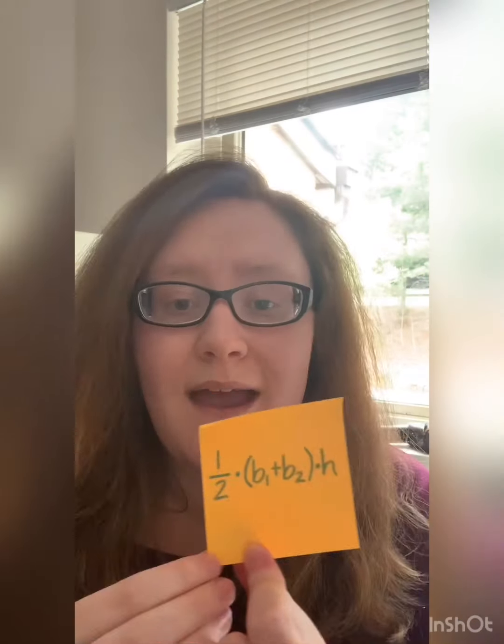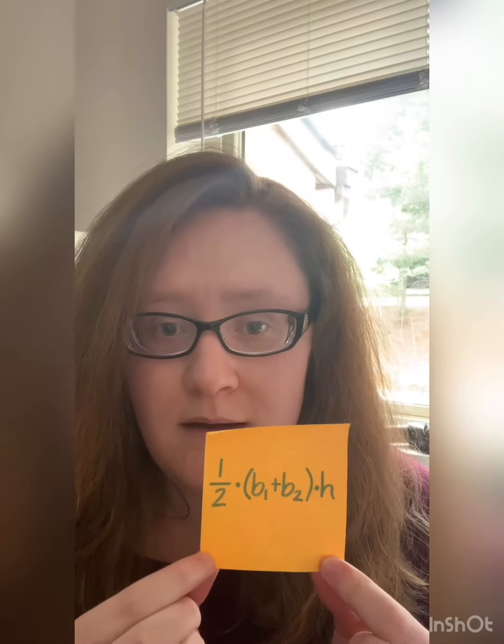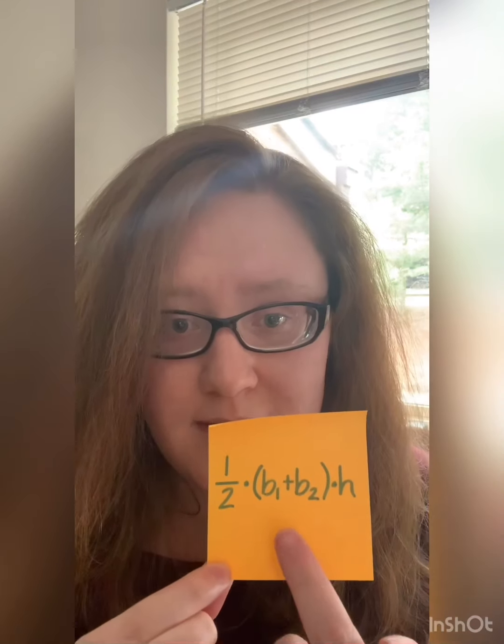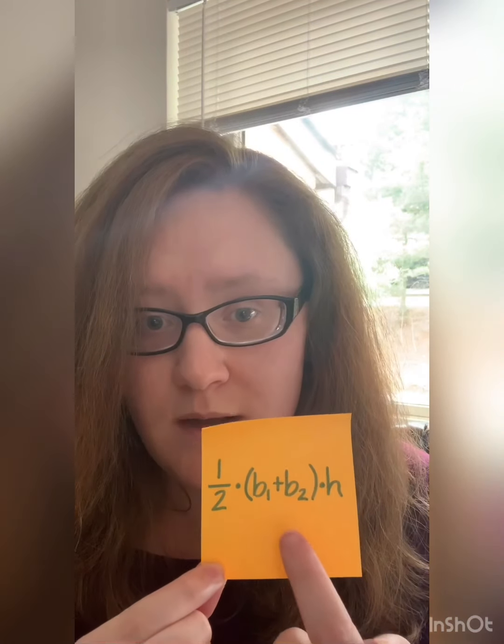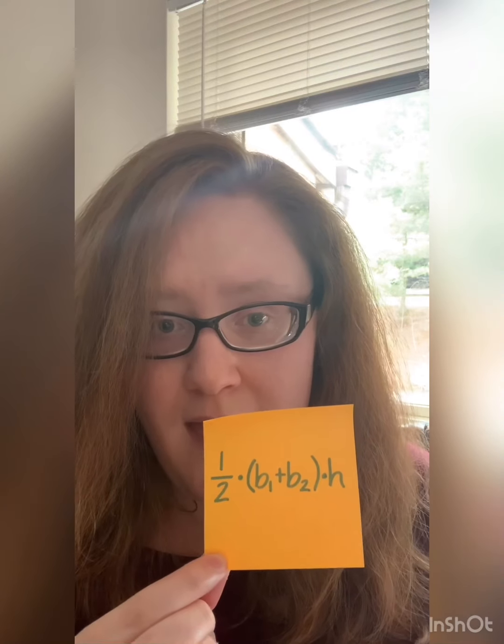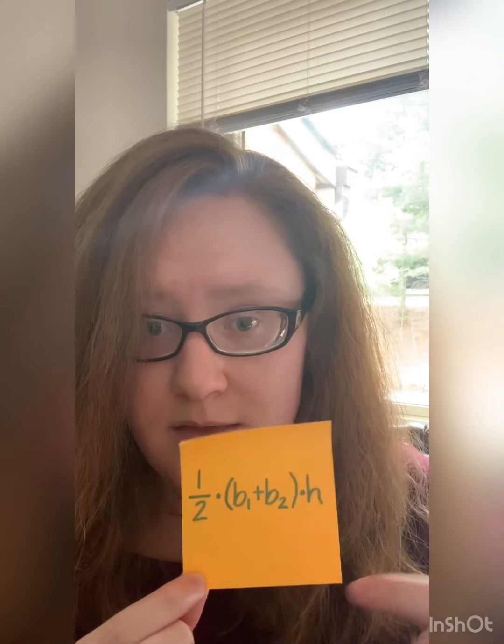And last, we have our trapezoid. And remember, trapezoids have two bases. We have our base 1 and our base 2. And they also have a height, the distance between those two bases. And since half of a parallelogram can be made into a trapezoid, we're taking half of that. All right, let's get started.